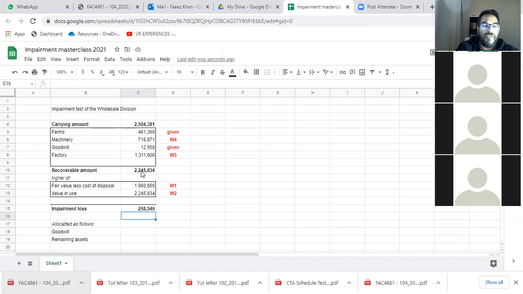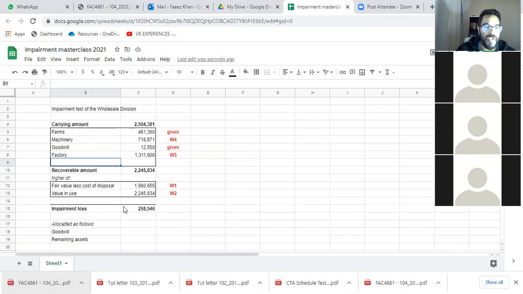Now we'll have to allocate. We'll have to take that impairment loss and allocate it to the various assets within the CGU. The standard tells you that once you have determined the impairment loss, you have to allocate the impairment loss against the assets within the CGU. So here are the various assets within the CGU. The standard says that you must first allocate against goodwill until goodwill is 0. Anything remaining will be allocated on a pro rata basis against the remaining assets.